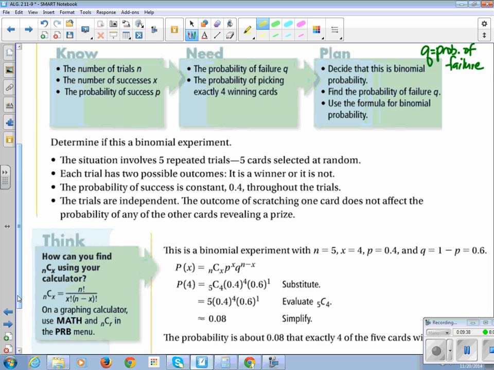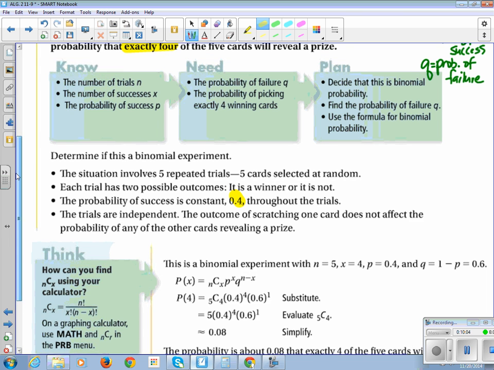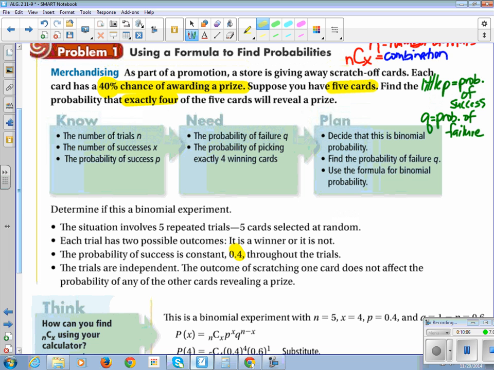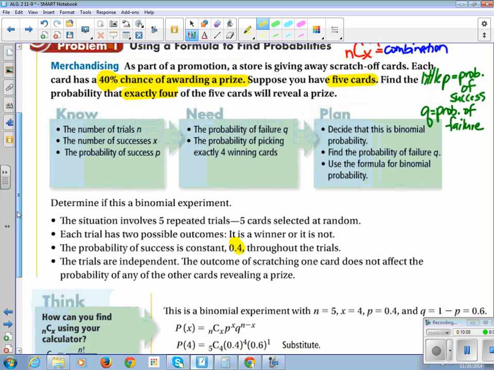All right, so determine if it's a binomial experiment. The situation involves 5 repeated trials, so it's a set number of trials. Each trial has 2 possible outcomes, win or not win. Probability of success is a constant. It's 0.4 throughout the trials. Where did the 0.4 come from? It was given to us.